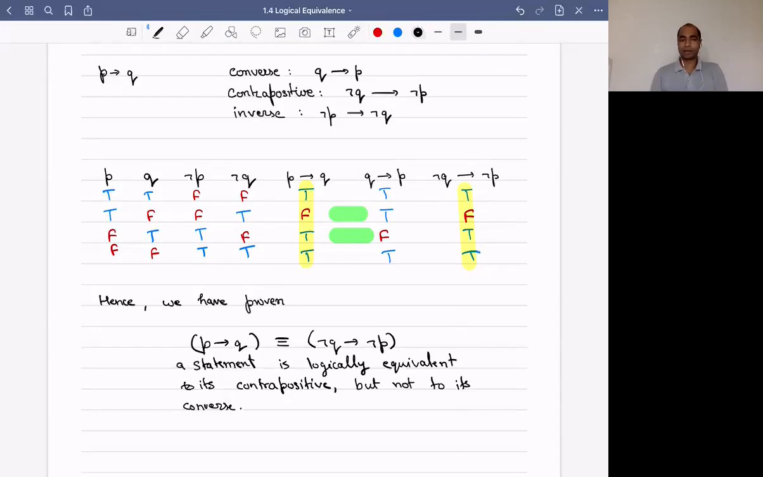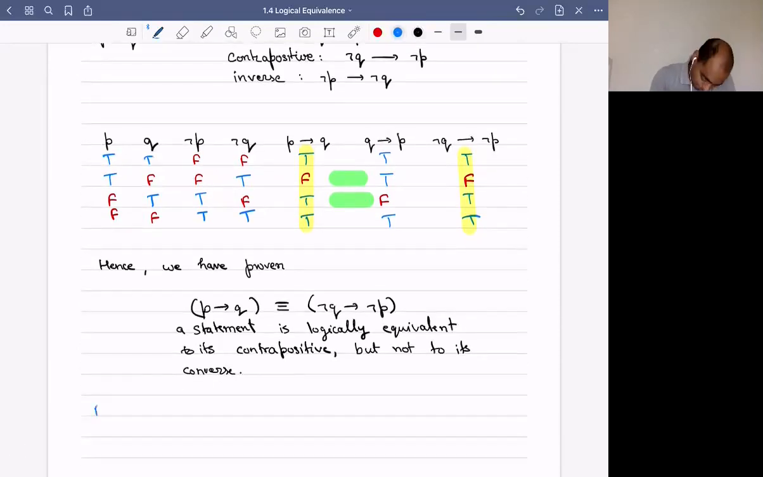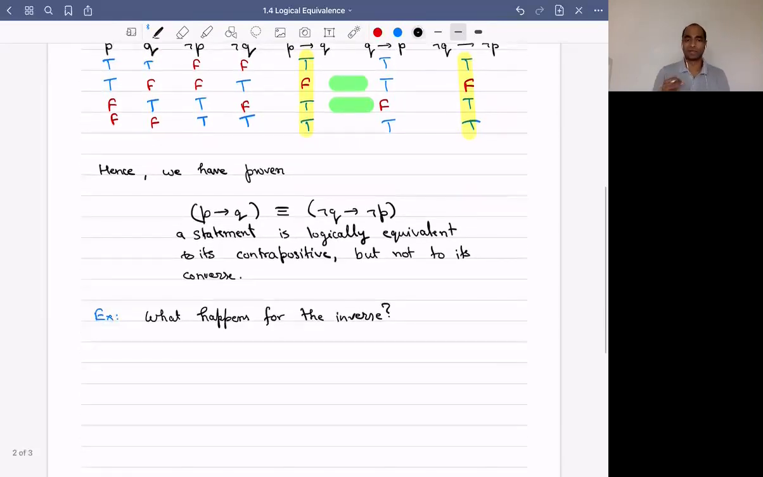And I'll give you an exercise: see what happens for the inverse. Here also you will see something very interesting. And this theorem that we have just proven is very, very important. We use the contrapositive a lot. In fact, in the next chapter, we will see proof by contrapositive.